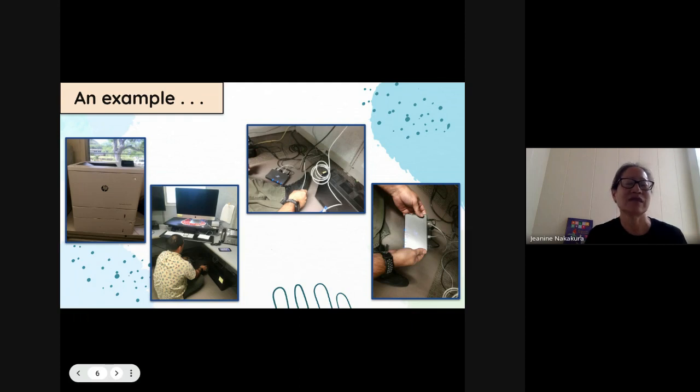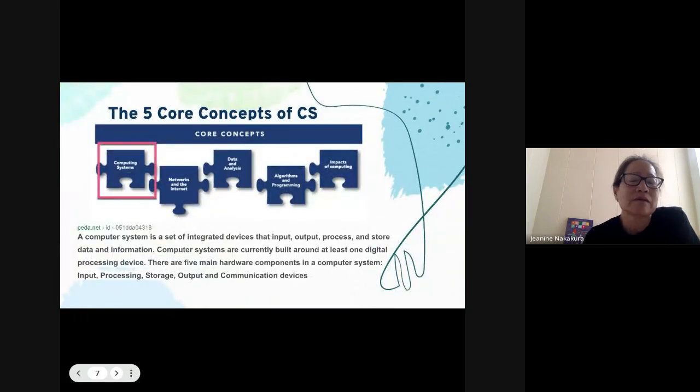So once he figured that out, he plugged the printer back into the internet, or got it connected, and then our printer was able to talk to the devices in our office. So that is an example of troubleshooting with computing systems. Next slide. So I'll turn it over to Faith now.